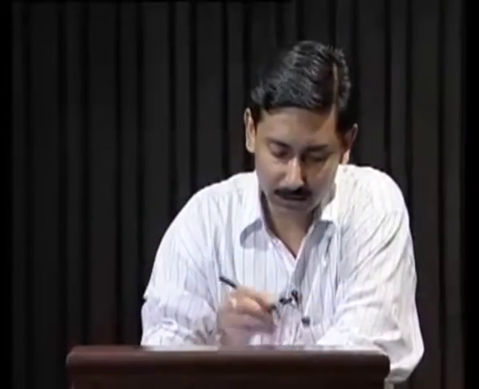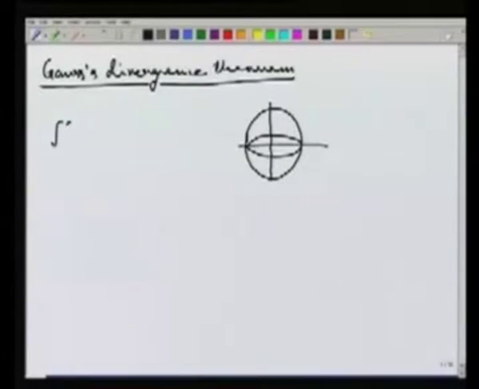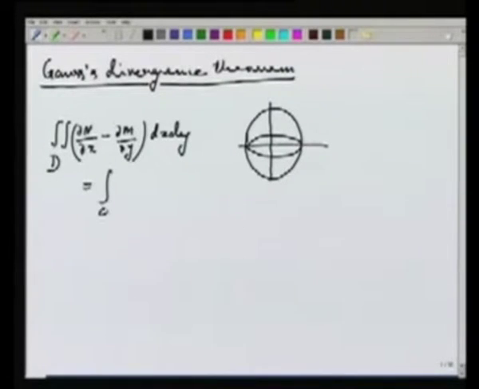So let me write down the statement of Green's theorem again. The statement was: double integral over D of del N del x minus del M del y. If I do the double integration with respect to dx dy, it turns out to be the integral over the boundary curve with proper orientation, and then we called it M dx plus N dy.